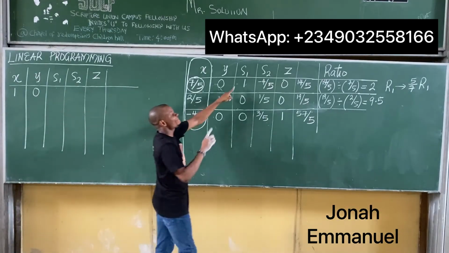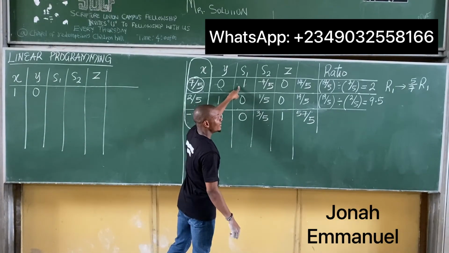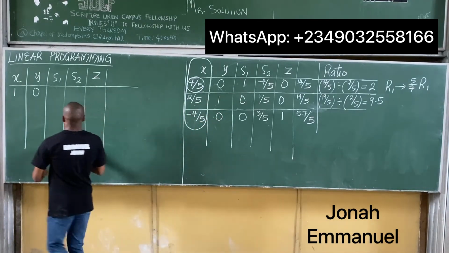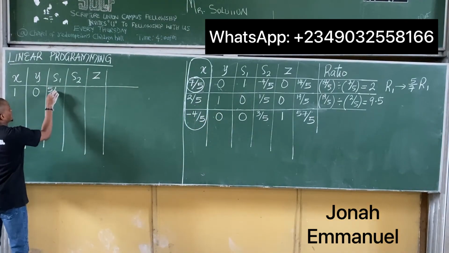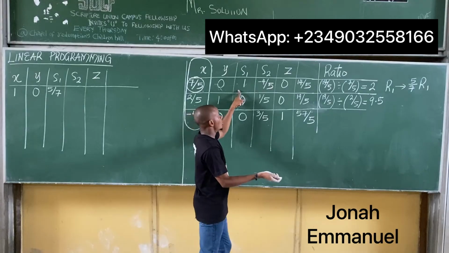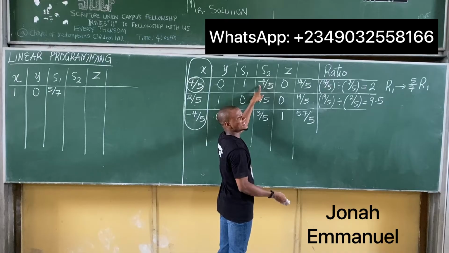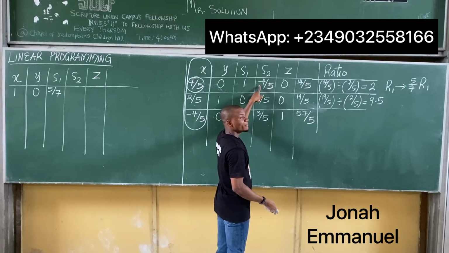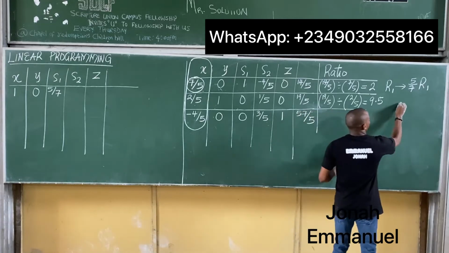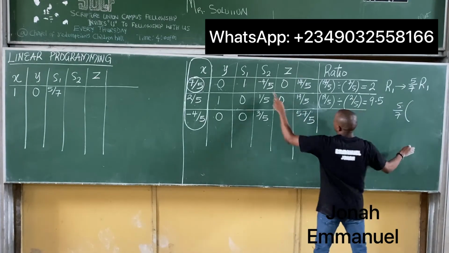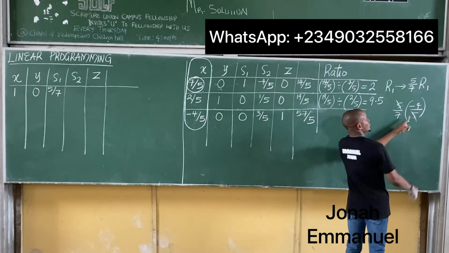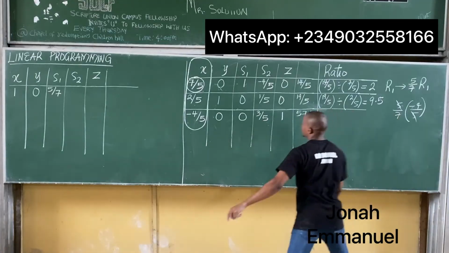Multiply this by 5 over 7, you get what there? 5 over 7. That gives you 5 over 7 times 1. Multiply this by 5 over 7. What do you get there? Minus 4 over 7. It becomes 5 over 7 times what you have here, minus 4 over 5. This will cancel out. So minus 4 over 7.